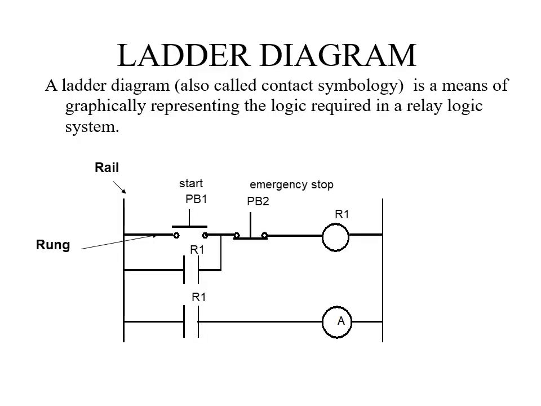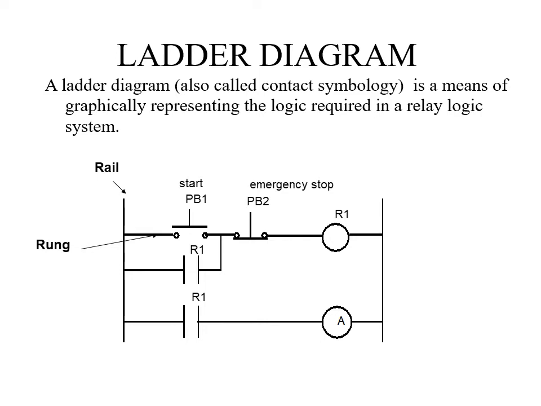So basically, this is a ladder diagram, also called contact symbology. It is a means of graphically representing the logic required in a relay logic system. As I've mentioned before, this is a way of programming PLCs. So let's label the parts. The long vertical lines on the leftmost and rightmost sides are called rails. So we have 2 rails, and each horizontal line is called a rung. These lines go from the left rail to the right rail.